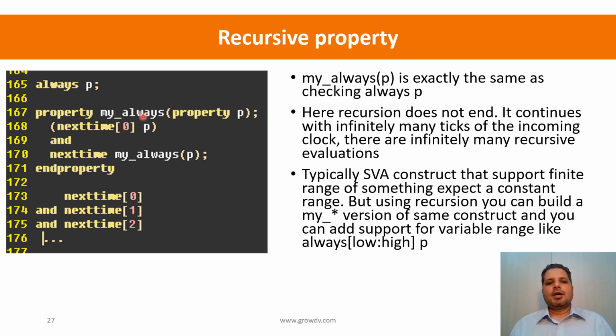So I have property my_always, which is my version of the implementation for always, and you can pass the property itself as an argument to a property. That's possible. Here I am saying next time of 0 p, which means on this particular clock cycle, and next time I am calling the same property instance again. I am calling my_always of p, and this will keep on going this way infinitely. It will equivalently translate to next time of 0, then next time of 1, next time of 2, and so on and so forth. So this recursion will not end. It will continue infinitely for as many ticks as come in.